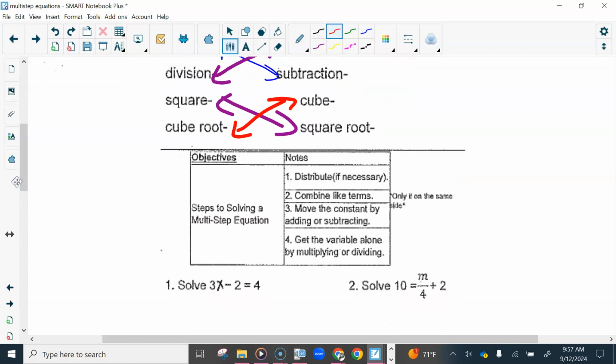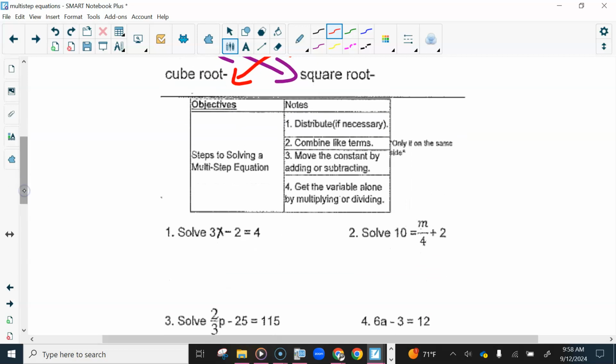Okay, so if you get stuck, these are great steps to follow. If you see something you can distribute, do that. If you see like terms, so if they both have the same variable, or they're both a constant, combine them, but only if they're on the same side. We'll talk about that. Move the constant, the number by itself, by adding or subtracting, and then get the variable by itself by multiplying or dividing. Find one question that seems complex or you're not sure where to start, and we'll do that really quickly.